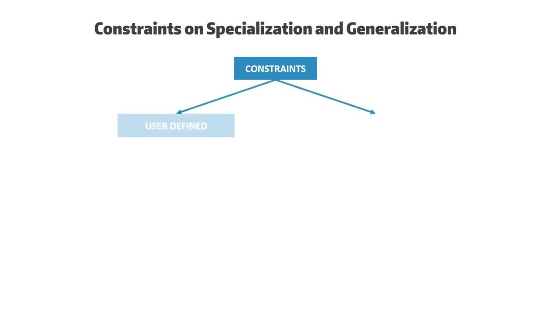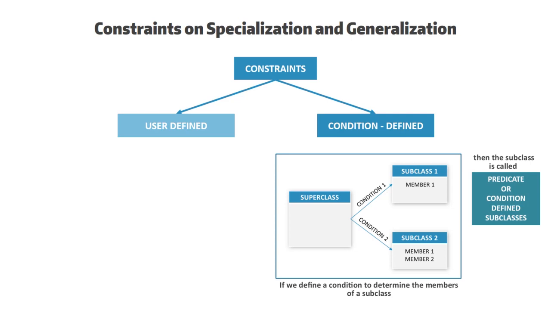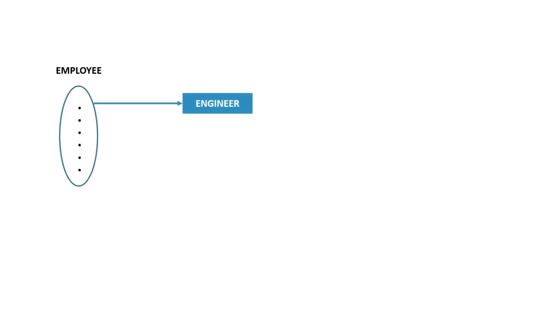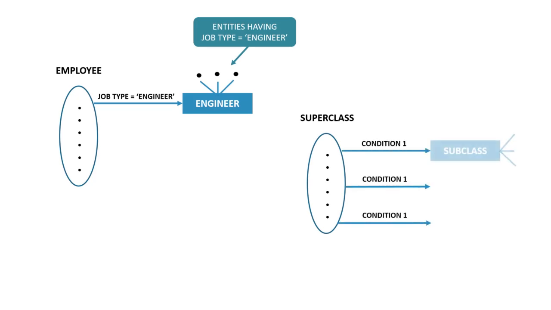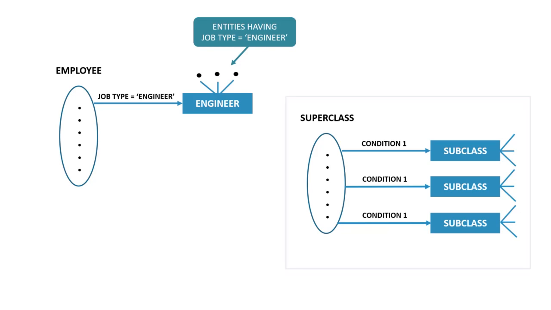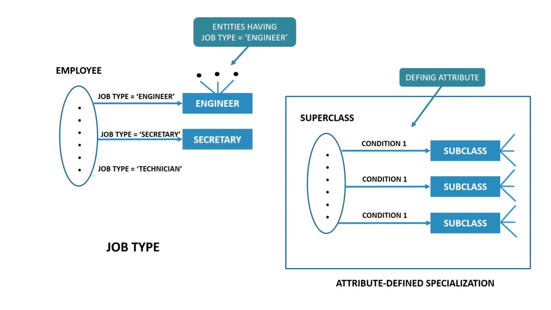There are two types of constraints. For example, in the employee entity type to determine the engineer subclass we can use a condition job type equals engineer. The entities of the employee whose attribute value for job type is engineer belong to the engineer subclass. If we use the same condition to determine the members of all the subclasses of specialization, then the specialization is called an attribute-defined specialization. The attribute is called the defining attribute of the specialization. For example, the job type attribute can be used to define other subclasses secretary and technician.